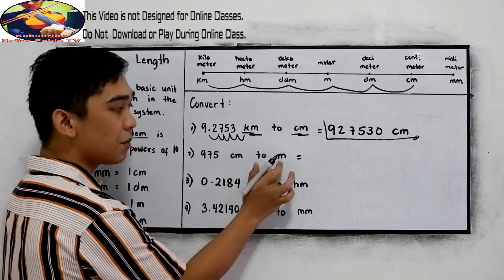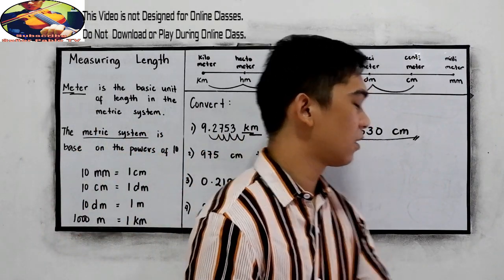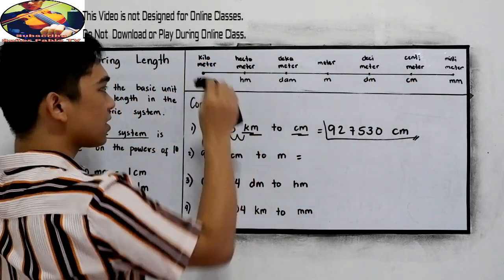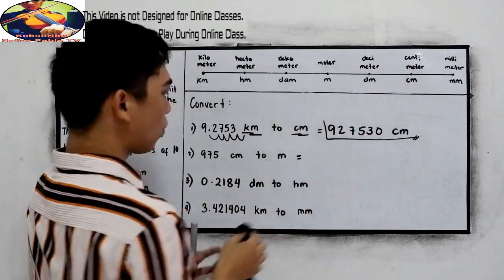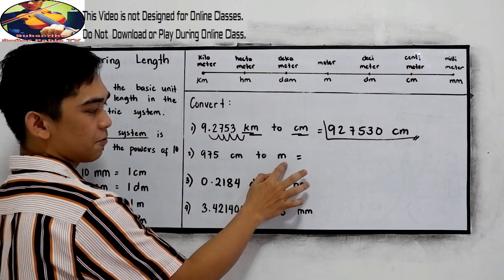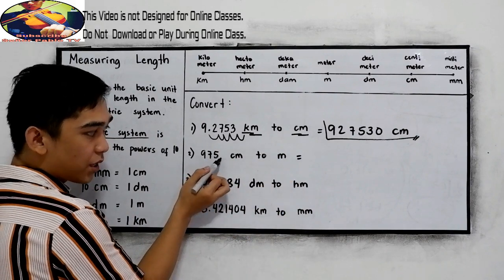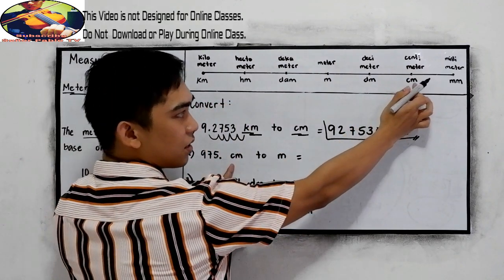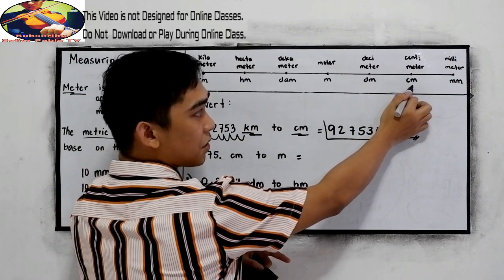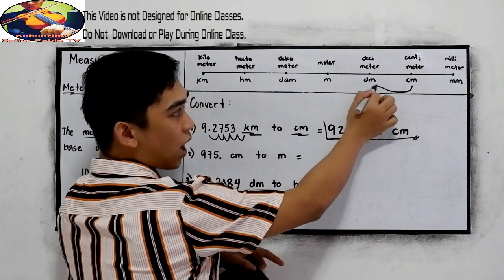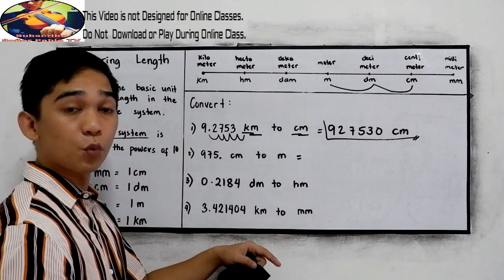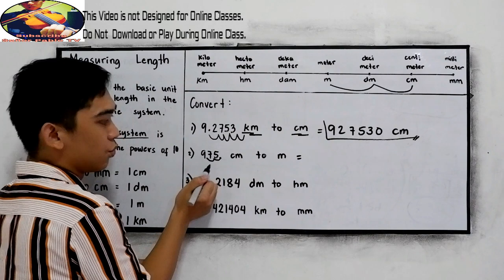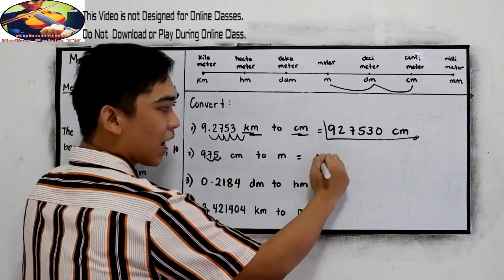Next, number 2, 975 centimeters to meters. So the given unit is centimeters. We're going to convert to meters. So we know that the decimal point is located here. Okay? So in our table, where is the centimeter? Here, going to meter. Centimeter, going to meter. We need to move 1, 2. So we need to move twice. Locate the decimal point, then move twice. 1, 2. Period.